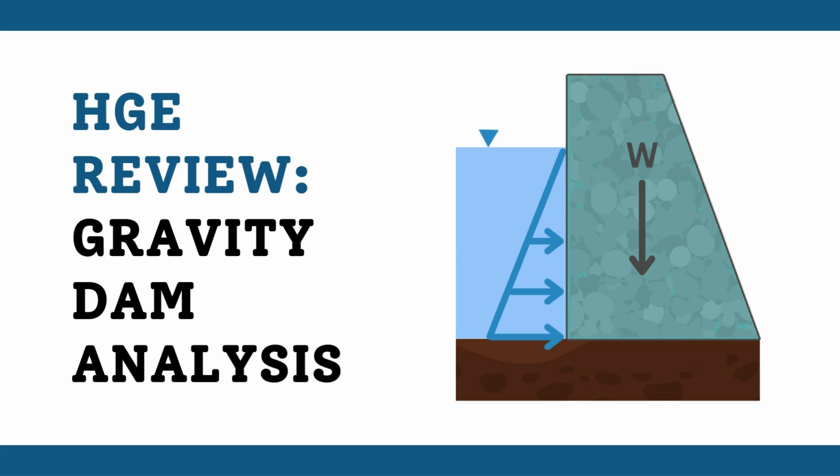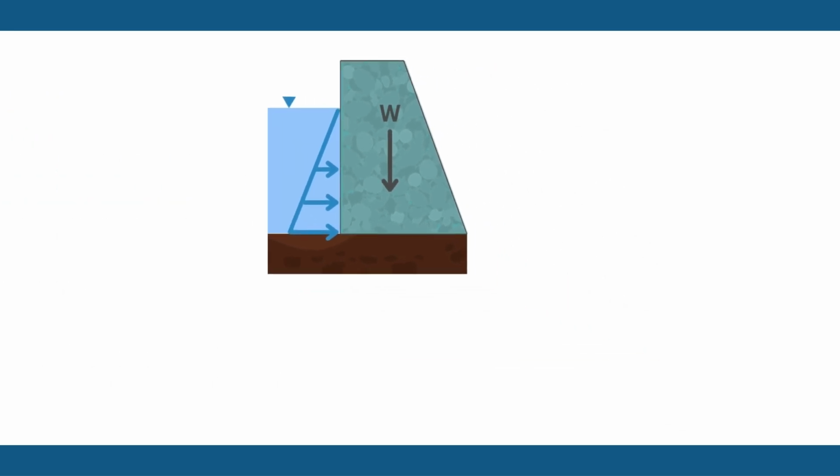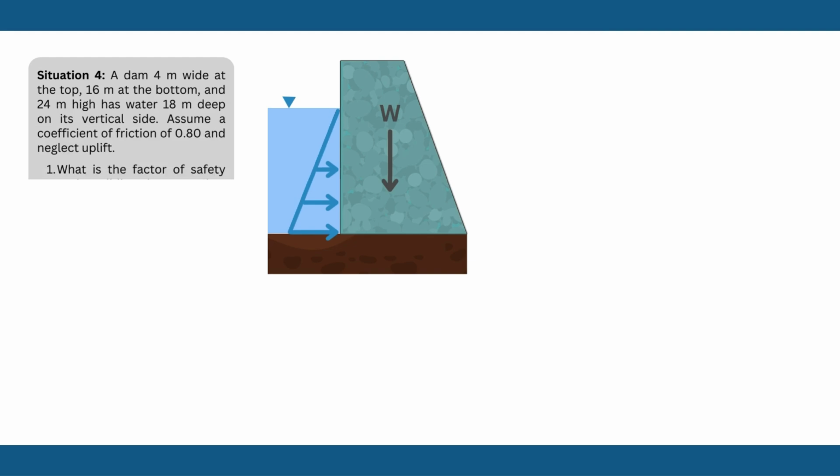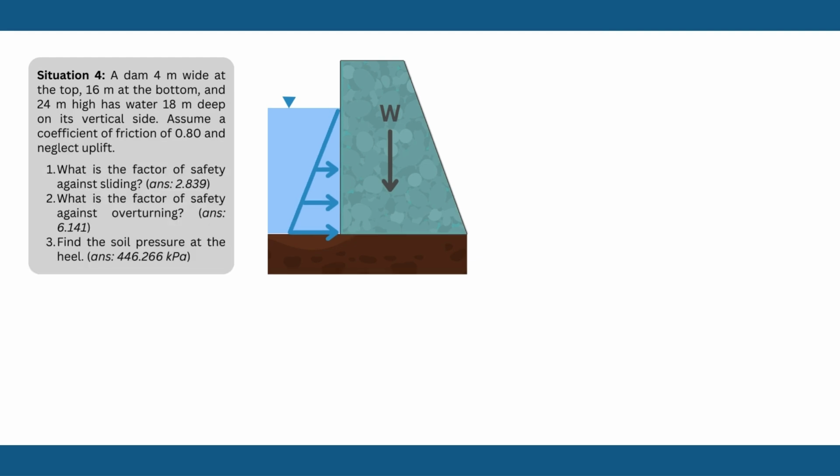Welcome to another episode of my review series for civil engineering topics focusing on fluid mechanics problems. For this situation, a dam 4 meters wide at the top, 16 meters wide at the bottom, and 24 meters high has water 18 meters deep on its vertical side.